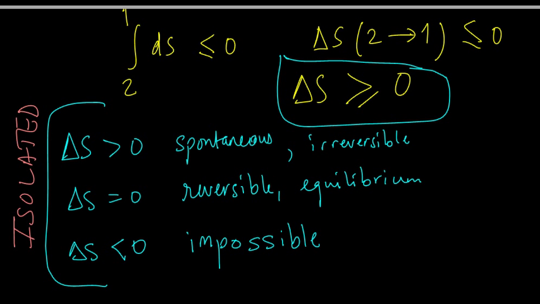What I said was that delta S going from 2 to 1 is less than or equal to 0. Up to that point, it's fine. But what we are interested in is the delta S of the process, that is from 1 to 2. And in a cycle, delta S has to be 0. It's a state function. So 1 to 2 would be minus of 2 to 1. So minus of delta S from 2 to 1 would be greater than 0.